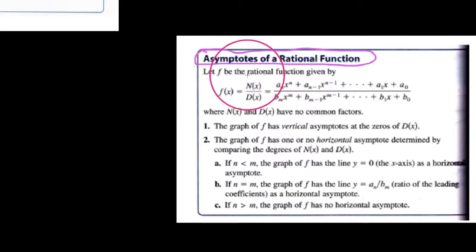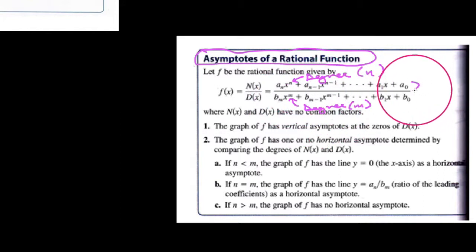So we say, let f be a rational function given by this numerator polynomial over denominator polynomial. And I'll point some things out here. We say n is the degree of the numerator. Okay, so the degree of the numerator is n. And the degree of the denominator is kind of hard to see here. The degree of the denominator is actually m, as in Matthew. Okay, so we say where n of x and d of x have no common factors. So basically what we're saying is we've already factored the top and the bottom and nothing canceled out. They share no common factors.